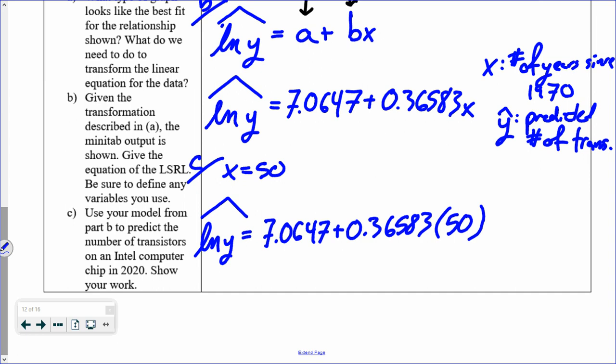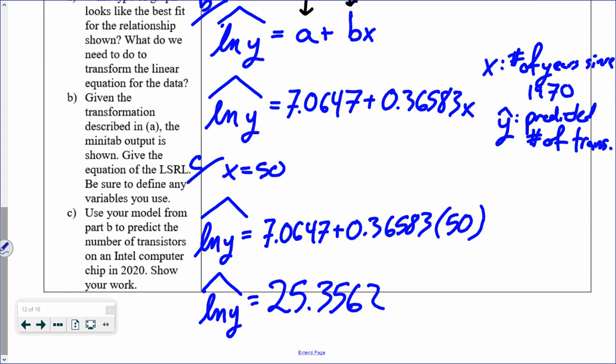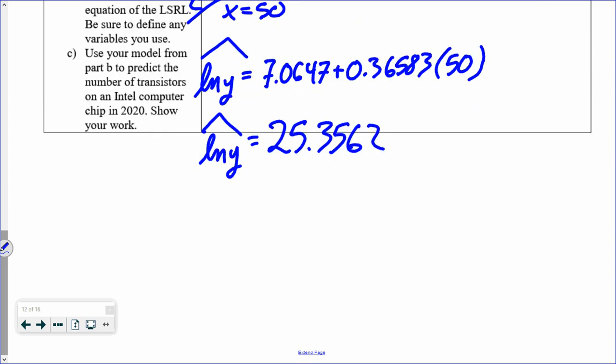And I'm getting, I hope this is right, predicted natural log of y equals 25.3562. Does that make sense? Looking about a third of 50. Yeah, that passes the sniff test. Okay, so we've got predicted natural log of y equals 25.3562, but that's not what we were asked to find. We were asked to predict the number of transistors.